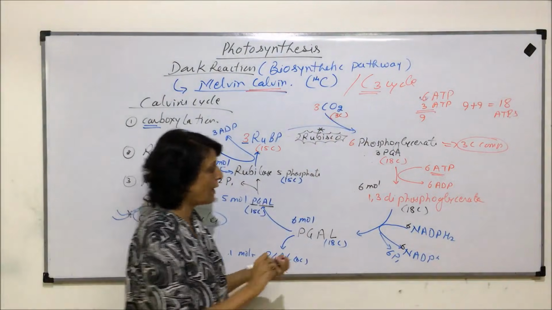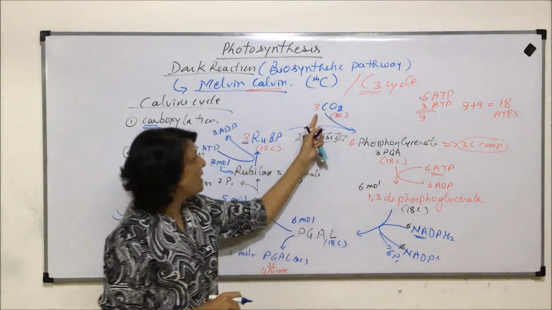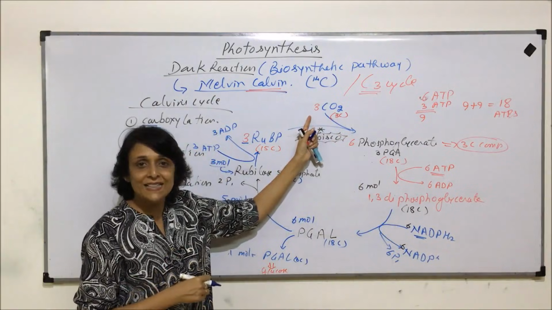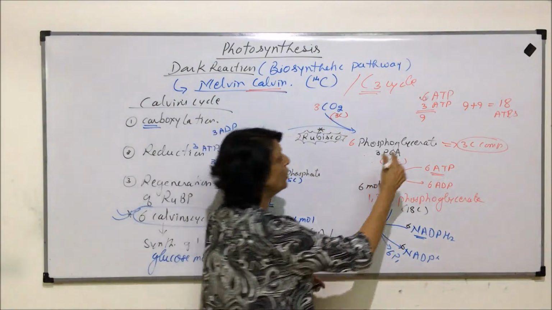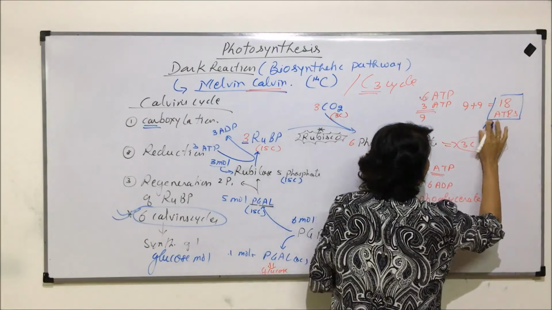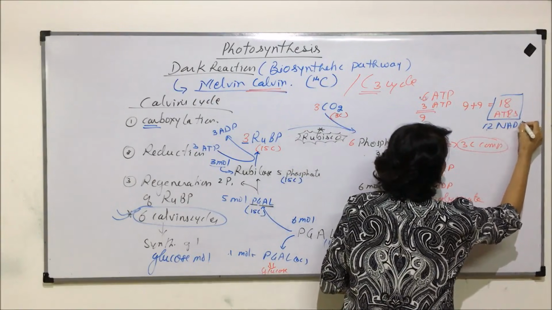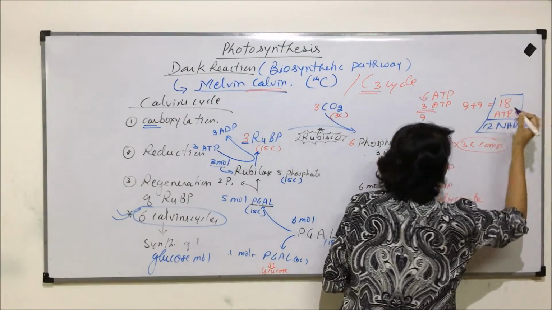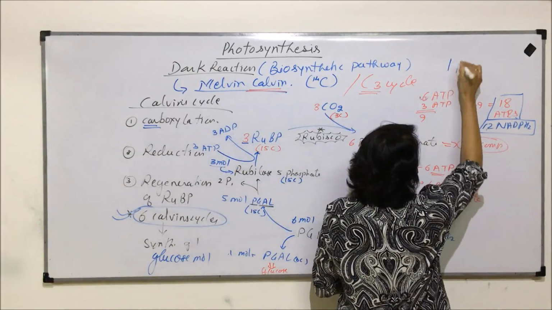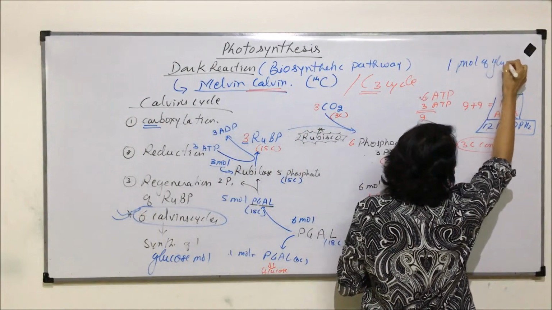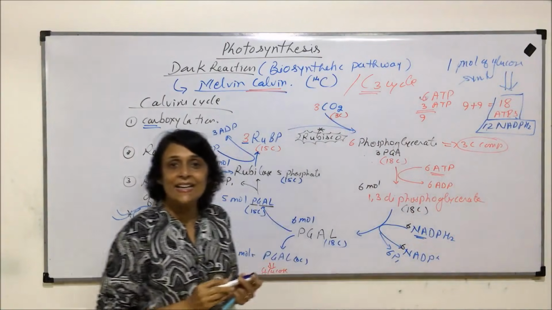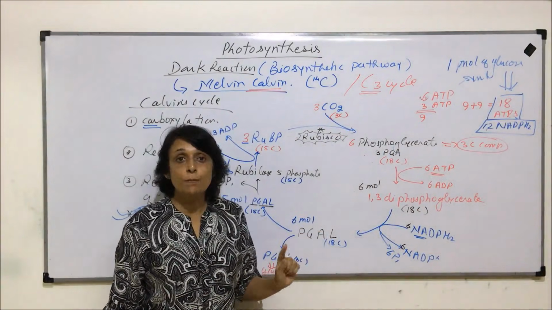The second thing which is required is this NADPH2. So when we start with 3 CO2, 6 NADPH2 are required. When we start with 6 CO2, double of this. So 18 ATPs are required and 12 NADPH2 would be required. So for one molecule of glucose synthesis, what is required is 18 ATPs and 12 NADPH2.